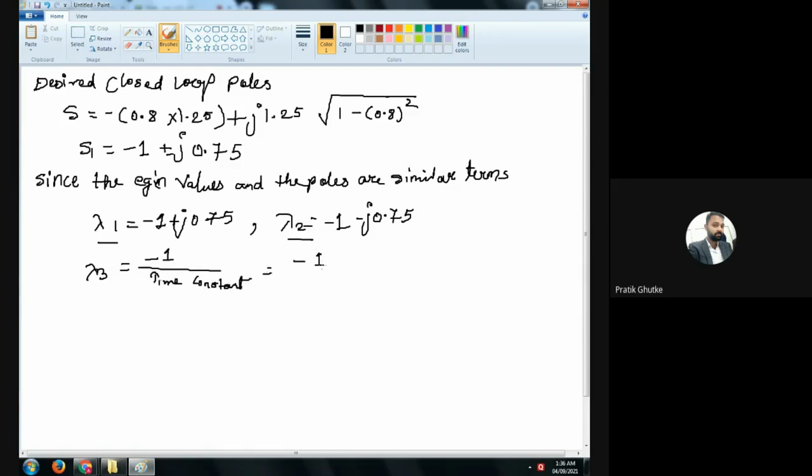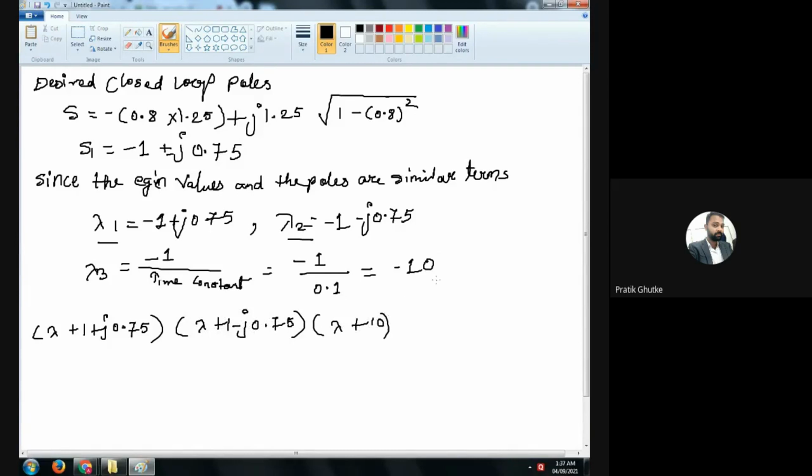So minus 1 divided by what is the time constant they have given in numerical? 0.1. So minus 1 divided by 0.1 means minus 10. So lambda 3 value would be minus 10. Putting all these values together, lambda plus 1 plus j 0.75 is your first eigenvalue. The second eigenvalue would be lambda plus 1 minus j 0.75, and the third eigenvalue is lambda plus 10. This is your third, this was your first, this is your second, and then third.